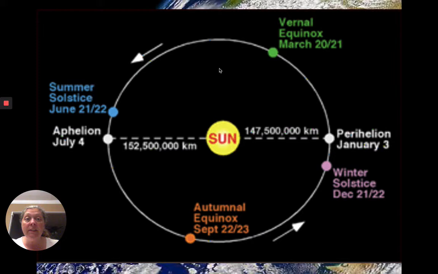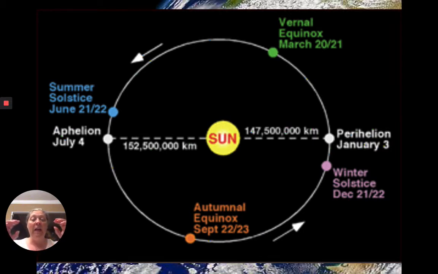Now, I need you to understand that perihelion and aphelion are measured in relation to the elliptical orbit of Earth. The solstices and the equinoxes are measured in relation to the axial tilt as it is relative to where the sun is. Is the North Pole tilted towards the sun? Is the North Pole tilted away from the sun? Is the North and South Pole tilted neither away nor toward the sun? Aphelion, perihelion, and the solstices do not jibe. They are not related to one another.